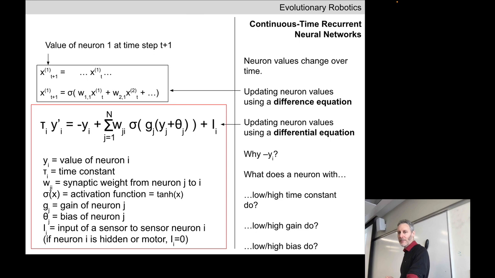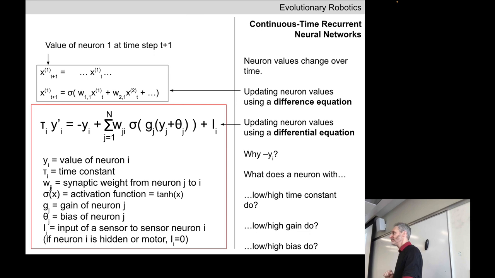I hate this notation here. Uppercase I sub lowercase i. I sub i, sorry, I didn't make this up. This value is set to zero if that neuron is not a sensor neuron.